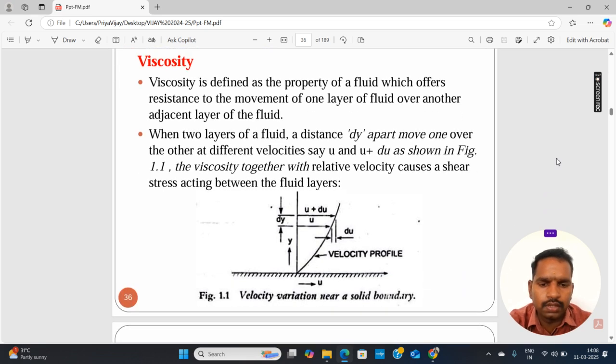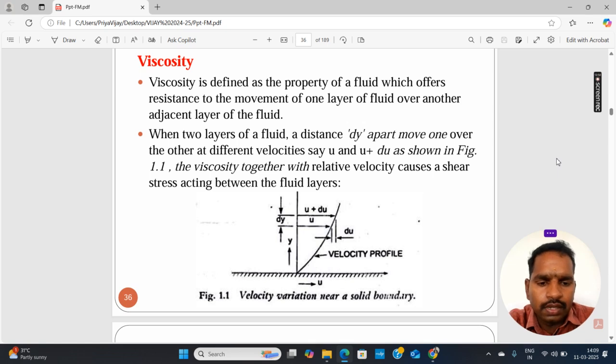Here you can see the diagram showing the velocity profile. The bottom surface we can assume is the solid surface. y is the distance from the bottom surface to the top surface. dy denotes the distance between the two layers we have chosen, where the velocity of one layer is u plus du, whereas for the other layer it is u. So the difference in velocity between these two layers is du, whereas the difference in distance is dy.